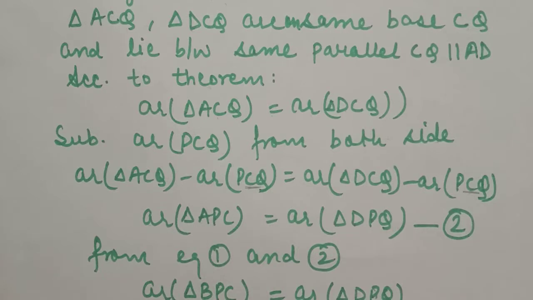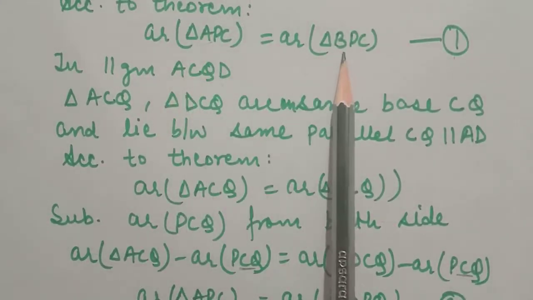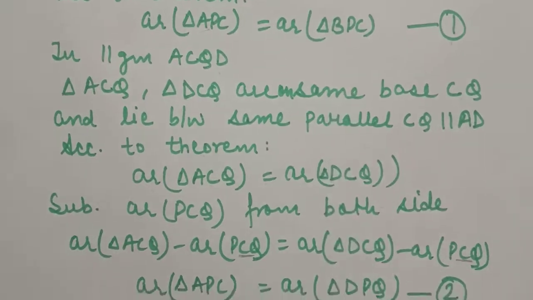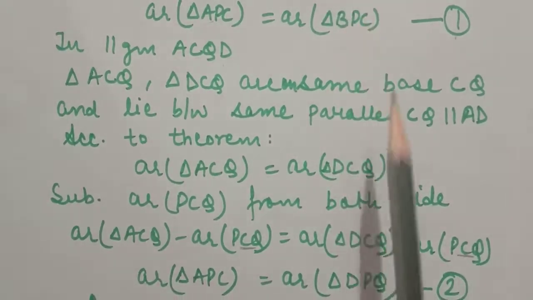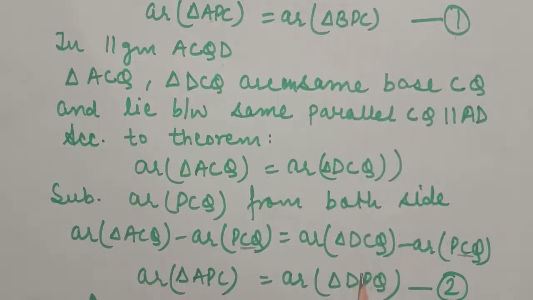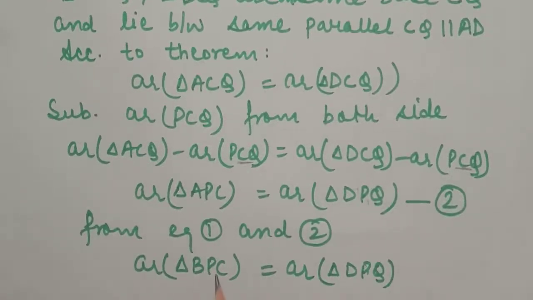If you remember, area of APC in equation number 1 is equal to some other triangle, and in equation number 2 it is equal to some other triangle. So definitely these two triangles are also equal to each other in area. So definitely from equations number 1 and 2, area of triangle BPC is equal to area of triangle DPQ. We wanted to prove this, so this is hence proved.